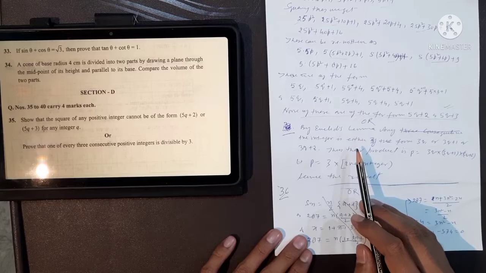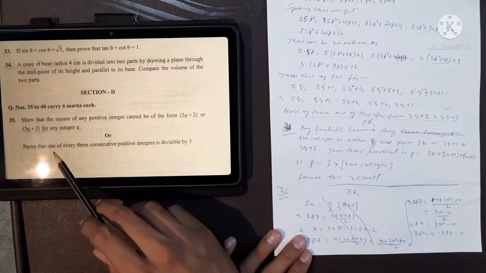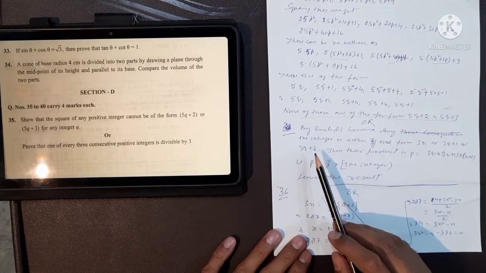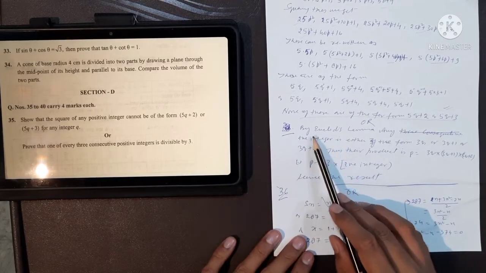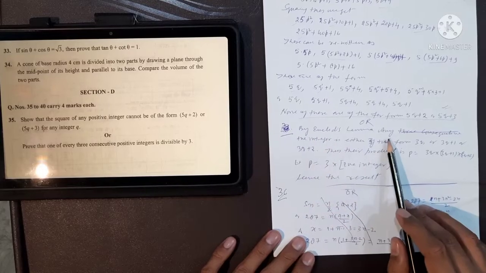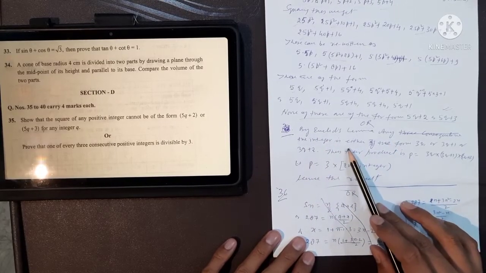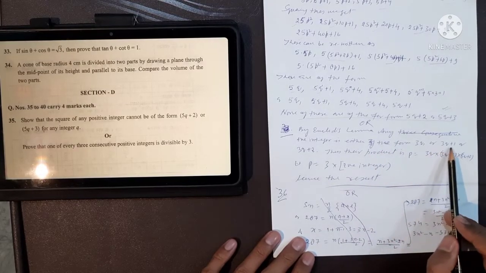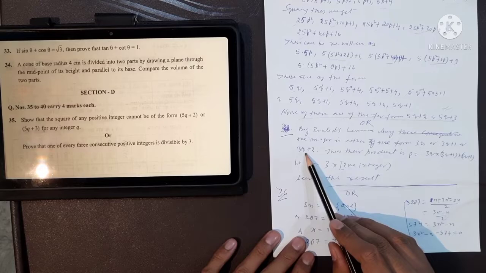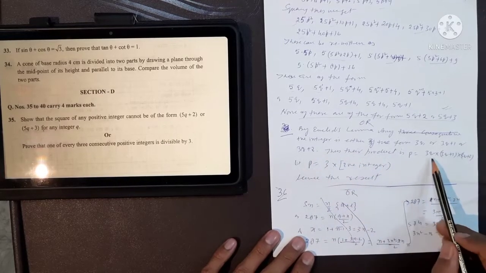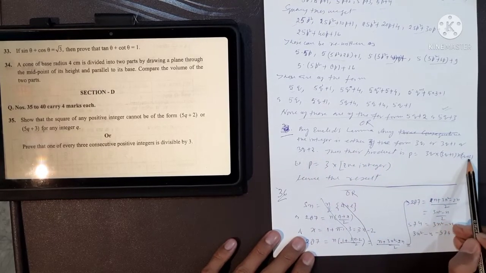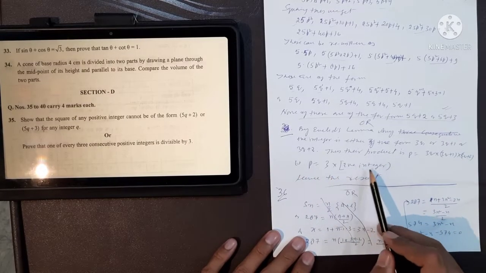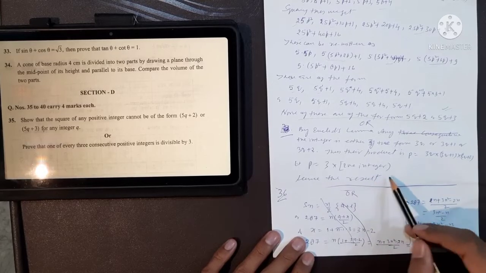For the or part, we have to prove that one of every three consecutive positive integers is divisible by 3. We know by Euclid's lemma any positive integer is either of the form 3q, 3q plus 1, or 3q plus 2. Thus their product is 3q into 3q plus 1 into 3q plus 2. Therefore p is equal to 3 into a positive integer, hence the result.